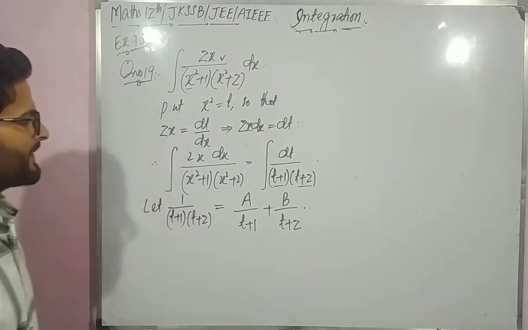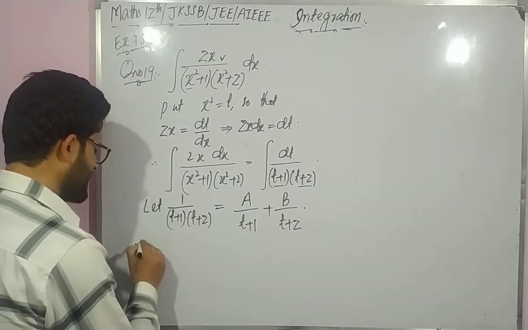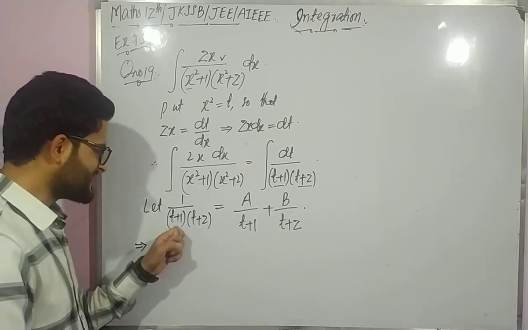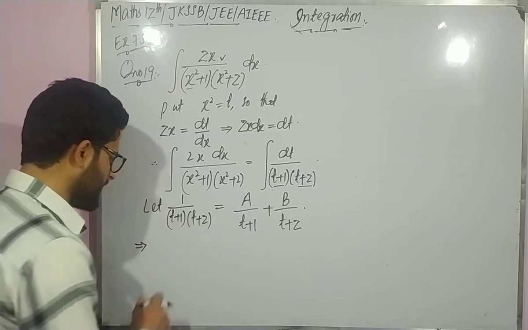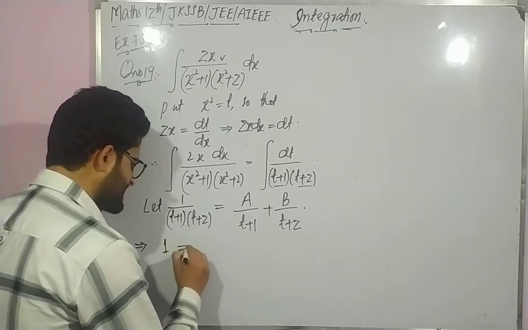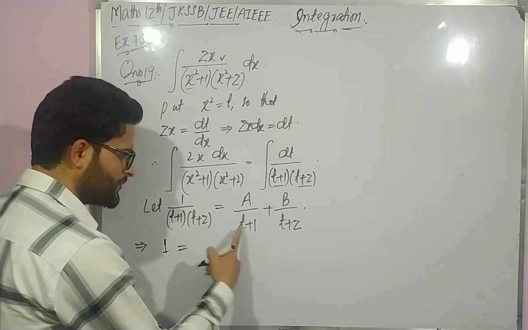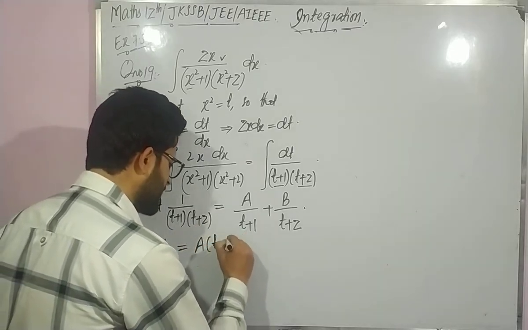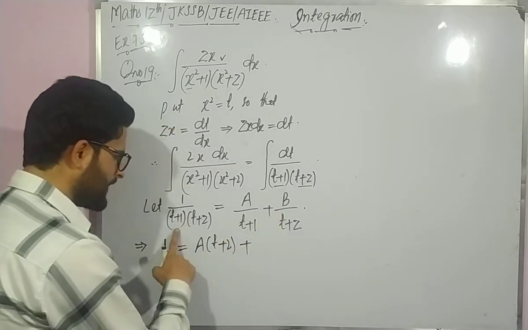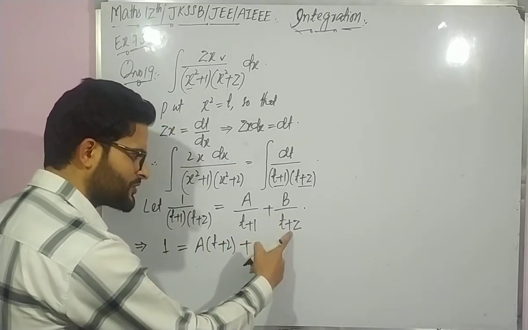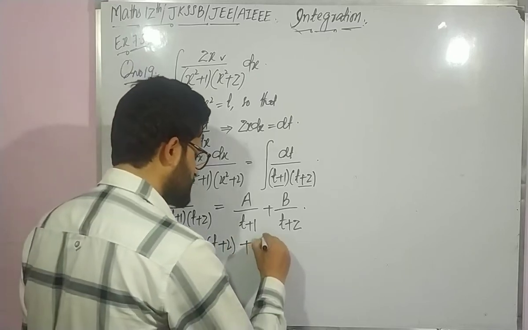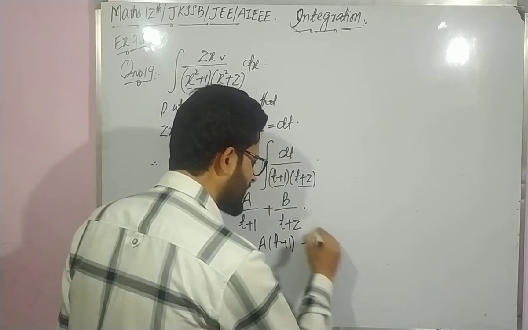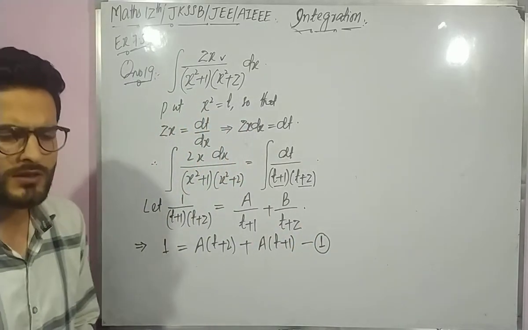Okay, this can be further written as, implies, यहां से हम जानते हैं क्या करना पड़ता है, multiplying both sides by the denominator of LHS, and that is t plus 1 t plus 2, तो कैंसिल होके बचेगा 1, and that is equal to a into t plus 1 t plus 2 divided by t plus 1, t plus 1 cancel, so a into t plus 2 plus b into t plus 1 t plus 2 divided by t plus 2, t plus 2 cancel, so b into t plus 1. Now as usual we are keeping that equation as equation number first.